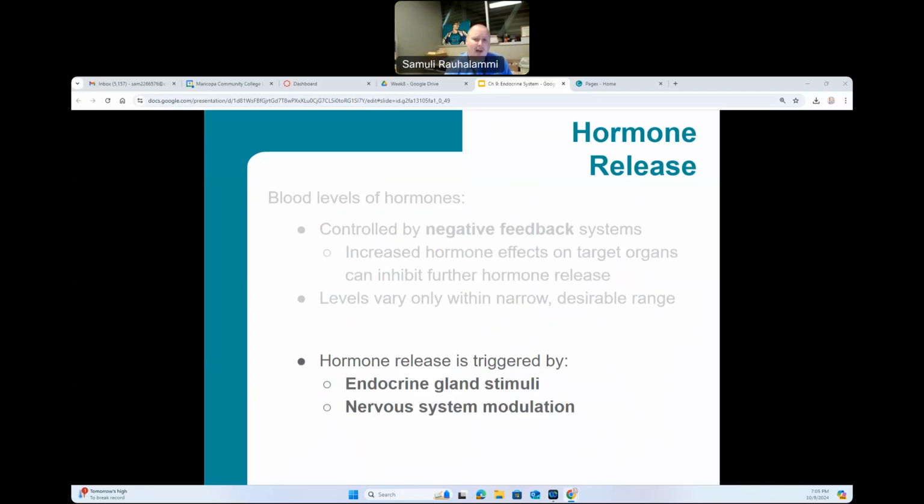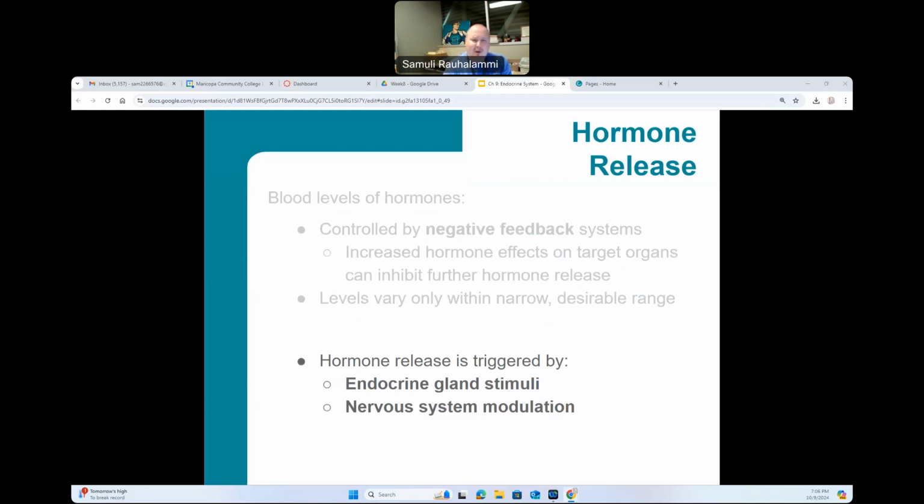Another way an endocrine gland can be triggered to release a hormone is in response to a nerve stimulus or signal. So the nervous system sends a signal to that endocrine gland to release a hormone in response to that message.